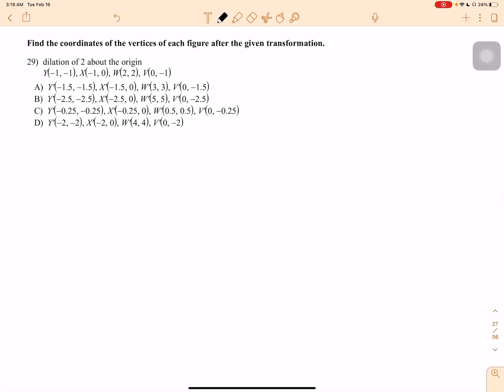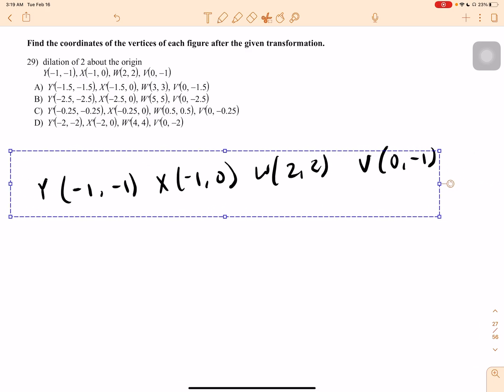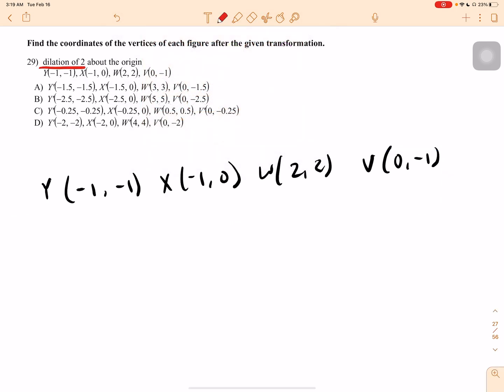Okay. So find the coordinates of the vertices of each figure after the given transformation. So if we're given y is -1, -1, x is -1, 0, w is 2, 2, and v is 0, -1. Okay? If there is a dilation of 2 about the origin, then you can just multiply every single one of these parts of coordinates here by that 2.